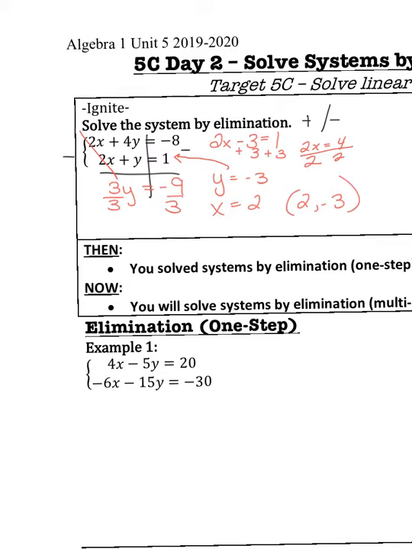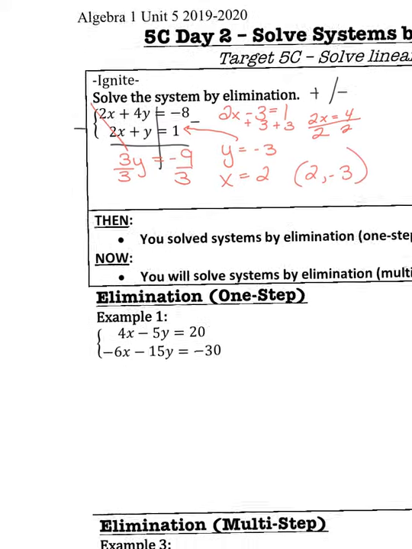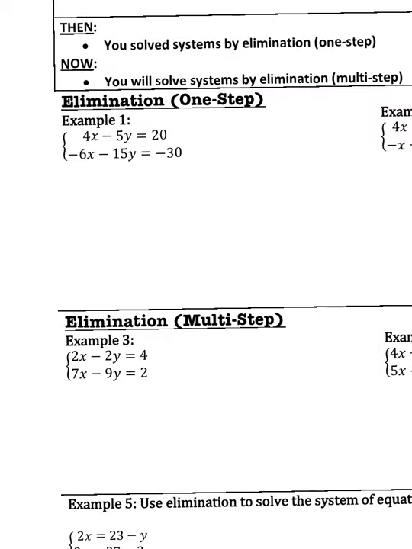What's going to make this a little bit more complicated in today's video is that my coefficients aren't going to be the same. So looking at example 1, I look at my coefficients. I've got 4 and I've got 6. Obviously not the same. Then I've got 5 and 15, again not the same. So what I can do is manipulate an equation so that the coefficients are the same. I notice that for 5 and 15, I could multiply 5 by 3.